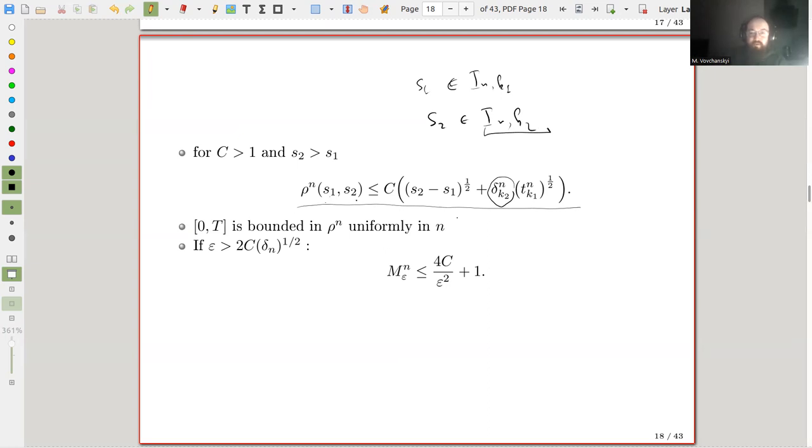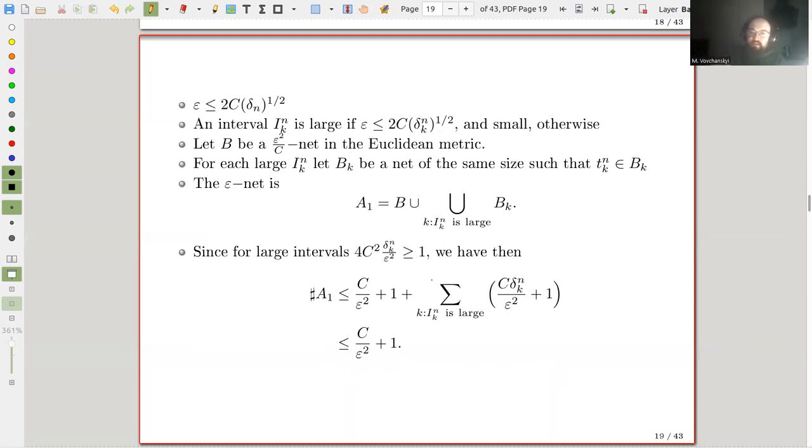And now we will be estimating entropy. If the value at which entropy is calculated is large enough, we just take uniform bounds and everything works perfectly. We have what we need, the second power here. If epsilon is smaller, we need to do some more work. So first of all, I will call an interval large if it satisfies this condition, and small if it goes the other direction. So I'm allowing non-uniform partitions. And the epsilon net that we are after is the combination of the ordinary uniform net, epsilon squared divided by C, in the ordinary Euclidean metric. And on each large interval, we build the net of the same size, also with respect to the Euclidean metric, and we always include the left end of the interval.